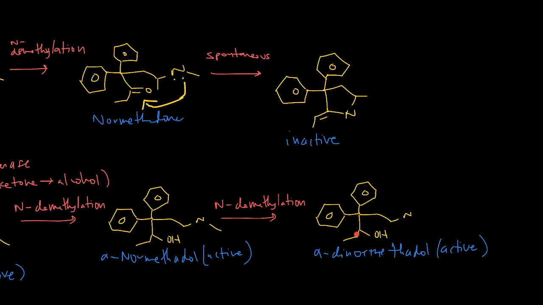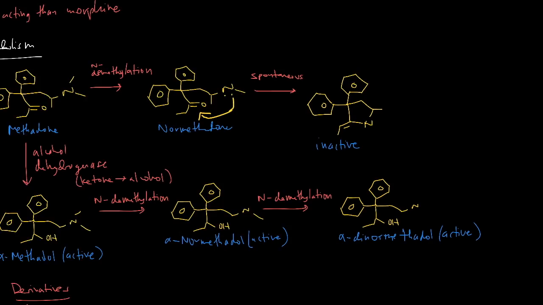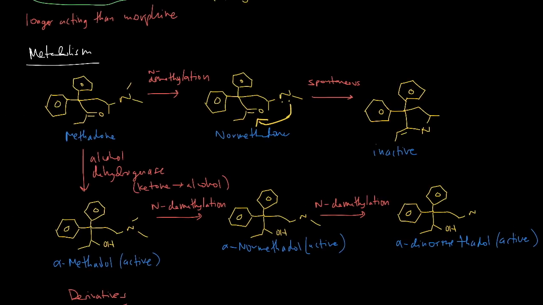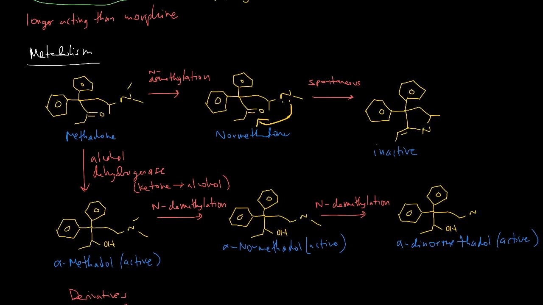So yeah, it's di because it underwent demethylation twice. So it's dinormethadol, the active. This is also active. So in the methadone scheme of metabolism, the only inactive product is the cyclized product, the one that happens after it only undergoes demethylation. Otherwise, all the products are active. The only inactive one is the cyclized one, or the ring one here.